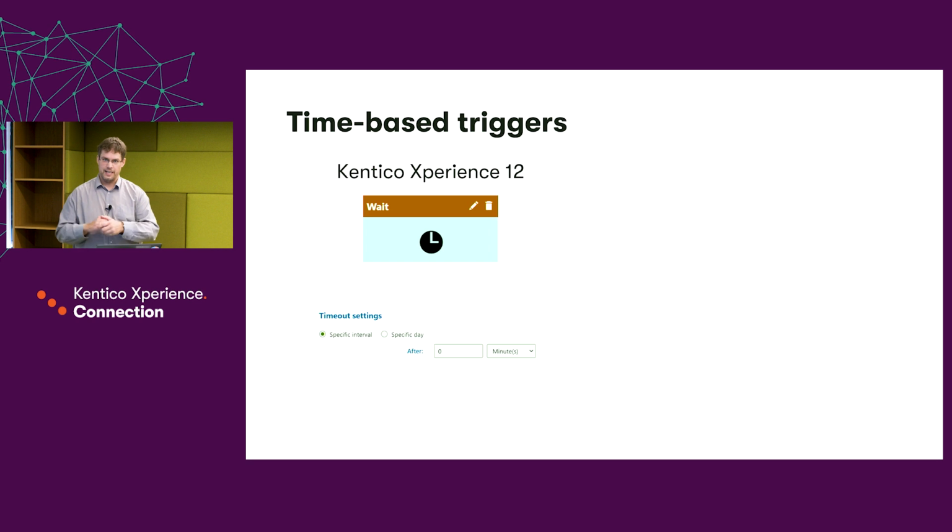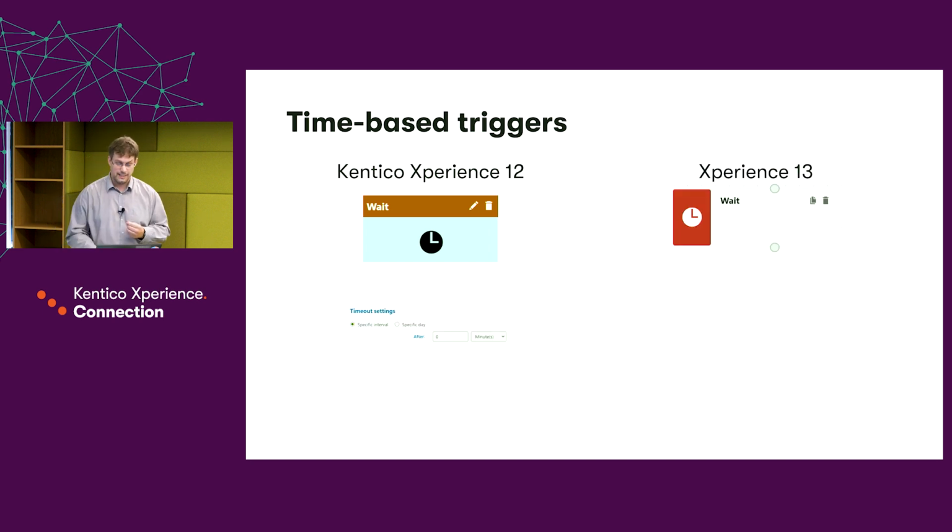Let's take a look at what was in Kentico Xperience 12, the previous version. We already had the wait step. We had the option to set the interval, and we could also send the email on a specific day at a specific time. That's something that's quite common on the market, and many marketing automation solutions can do it. Now, what's different in Xperience is the new option.